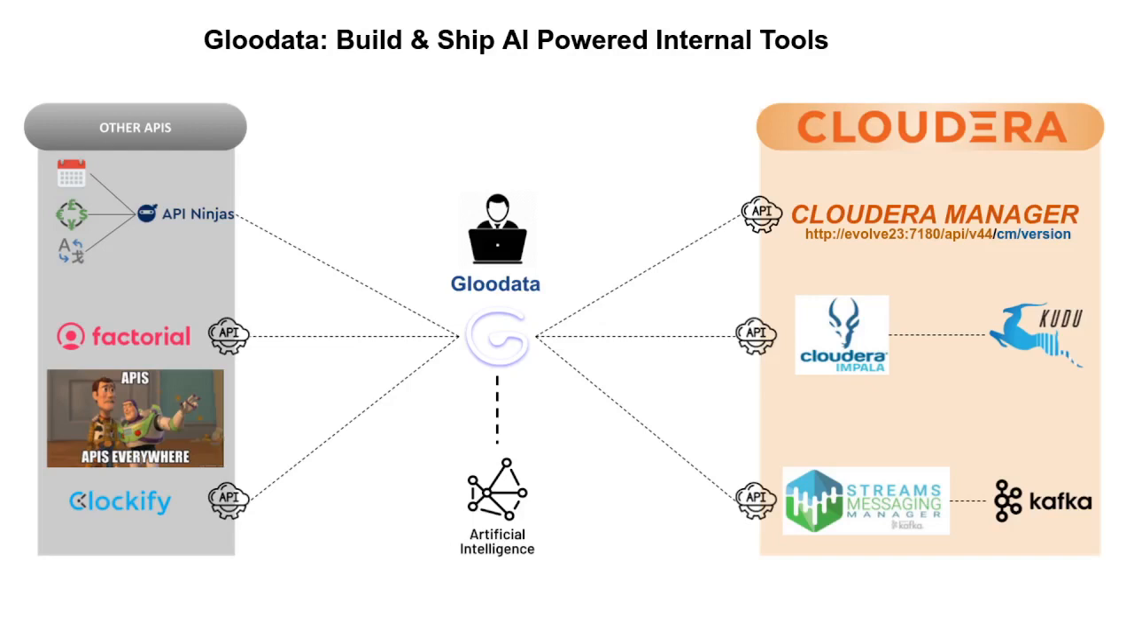Gloodata is a tool to talk with public APIs and also with your internal APIs in your natural language and receive as a response an interactive UI. In this demo, we will talk with API Ninjas to convert currency, then with Cloudera Manager API to get information about our cluster. Later, we will talk with an API built on top of Impala to talk with our Kudu tables, and at the end with SMM to ask information about Kafka.